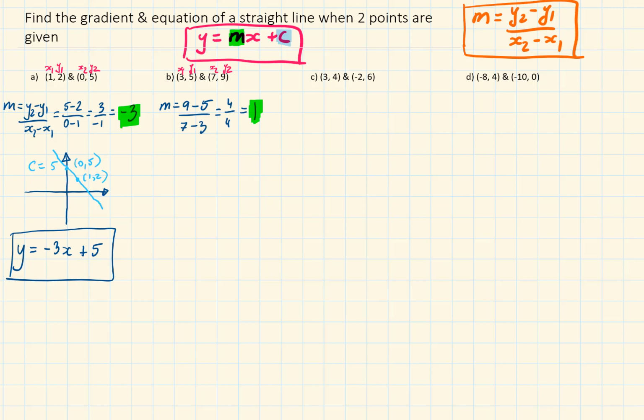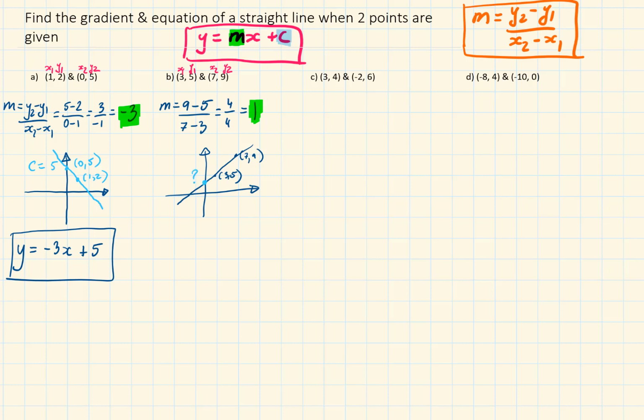I'm going to draw a sketch just to have an idea how this graph is going to look, but the question doesn't ask us to do that, so we don't have to. So if we do 3, 5, and then we've got 7, 9, then we have a straight line with a gradient of 1. So our line is going to look approximately like this, but we don't know what this point is.